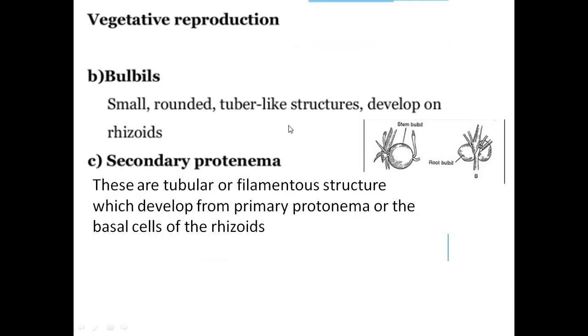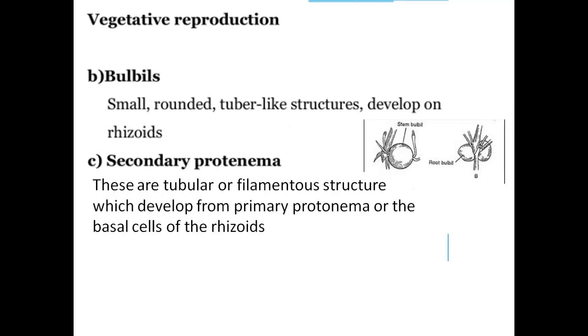It is a small rounded tuber-like structure which develops on the rhizoids. They mostly develop on the rhizoids. In some cases, they also develop on the stem. So their appearance is small, rounded, and tuber-like. And just like amylum stars, on maturity, they also separate from the plant body and grow as an independent plant.